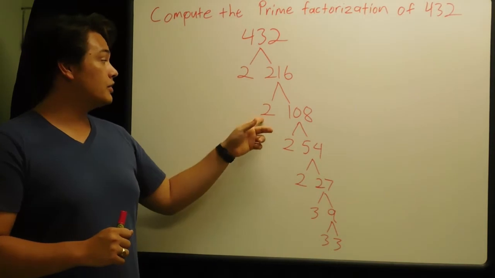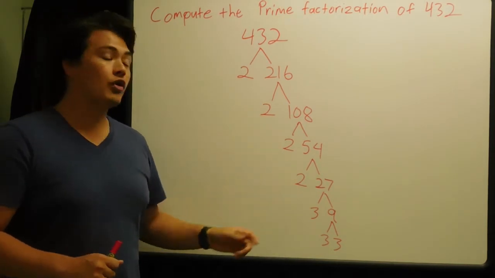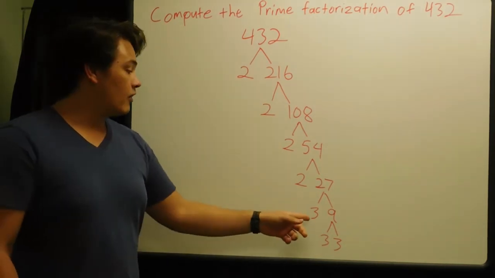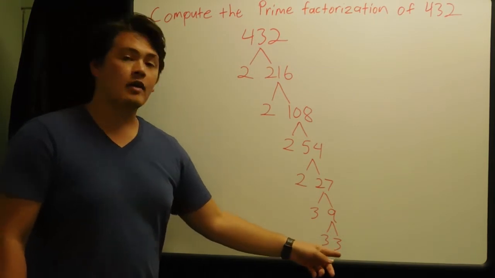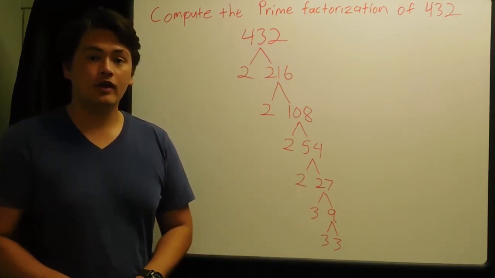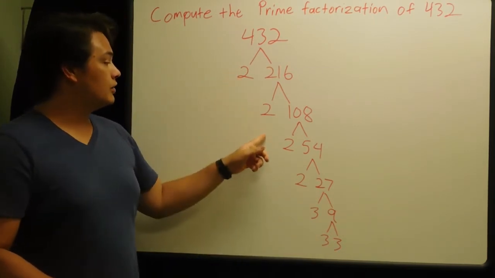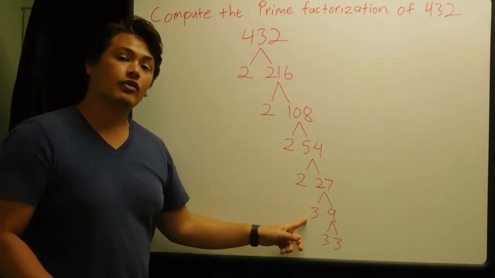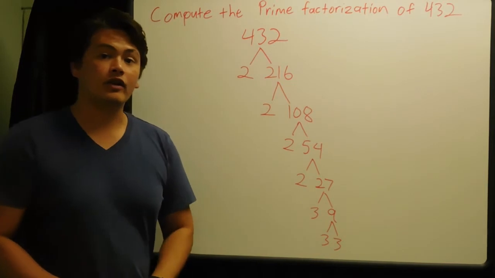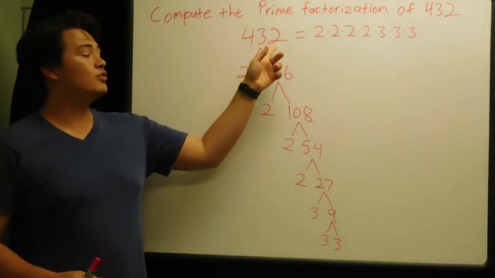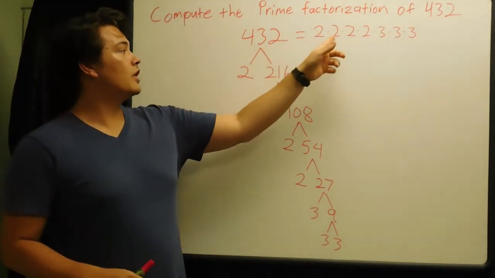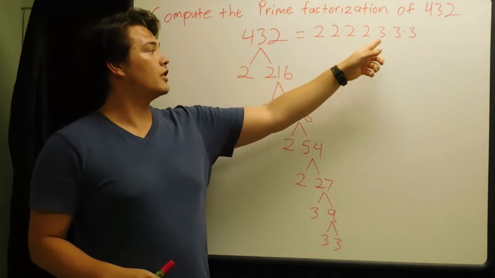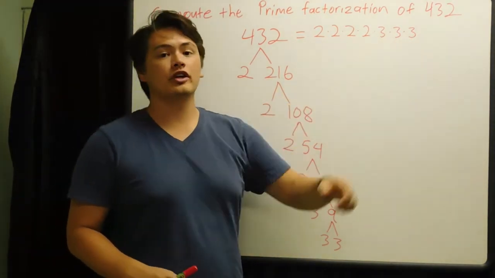We have all these 2's here that can't be broken down any further, and we have all these 3's here that can't be broken down any further. So, taking the 2's, I'm going to rewrite them as being multiplied together, and I'm going to take the 3's and multiply these together. So another way of looking at 432 is 2 times 2 times 2 times 2 times 3 times 3 times 3.